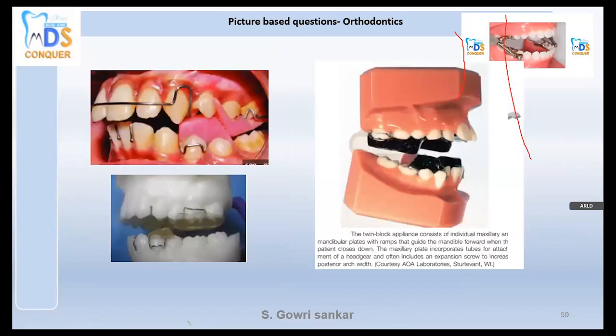If more horizontal is required, then you go for 90 degrees or 45 degrees. Up to here, no, 70 only. Now we are not giving 45 degrees. Initially, it used to be 90 degrees.